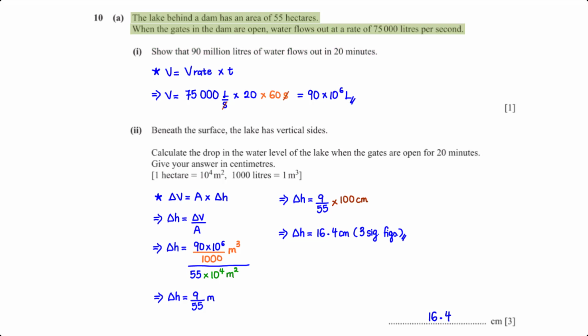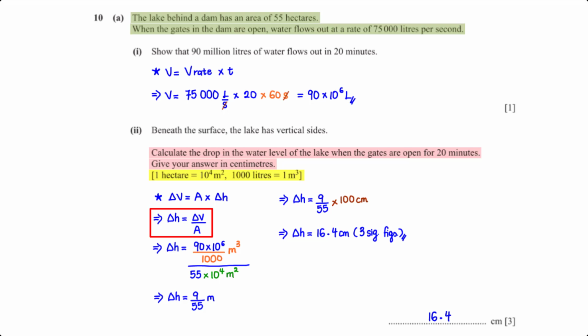Beneath the surface, the lake has vertical sides. Calculate the drop in water level of the lake when the gates are open for 20 minutes. Give your answer in centimeters. The drop in the volume of the water in the lake is equal to its cross-sectional area times the drop in height of the water. We are interested in finding the drop in height of the water, so when we make that the subject of the equation, this is what we have.